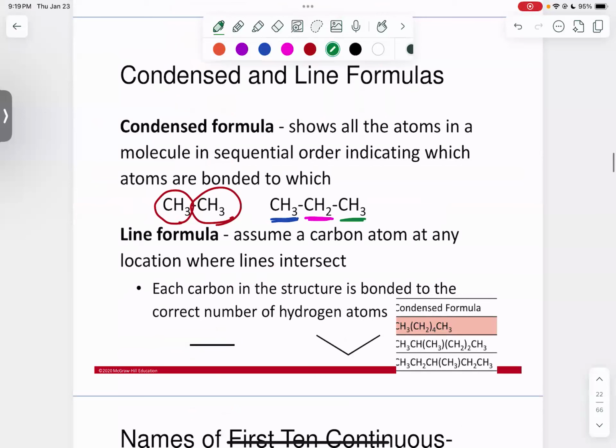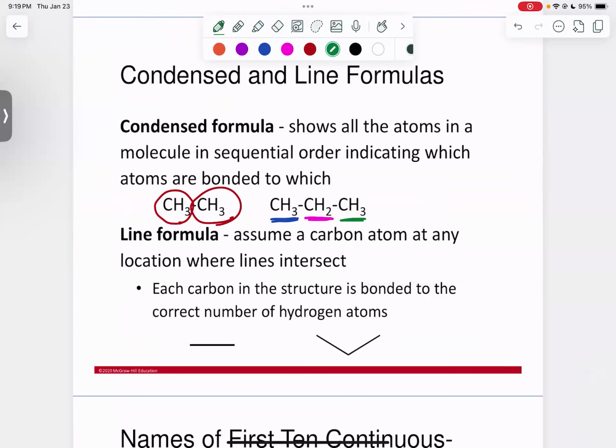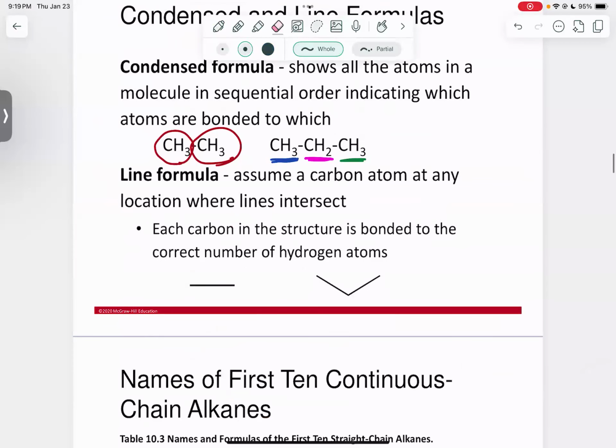Now, the line formula is really nice. There we go. Okay. The line formula is really nice because it's just less to draw.